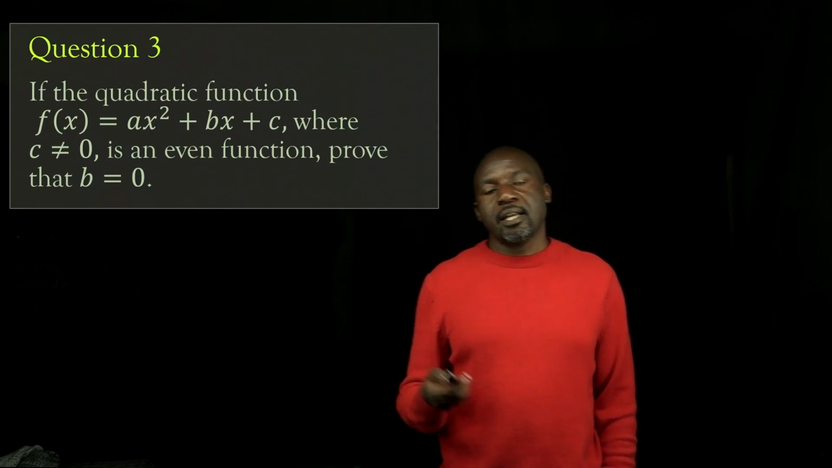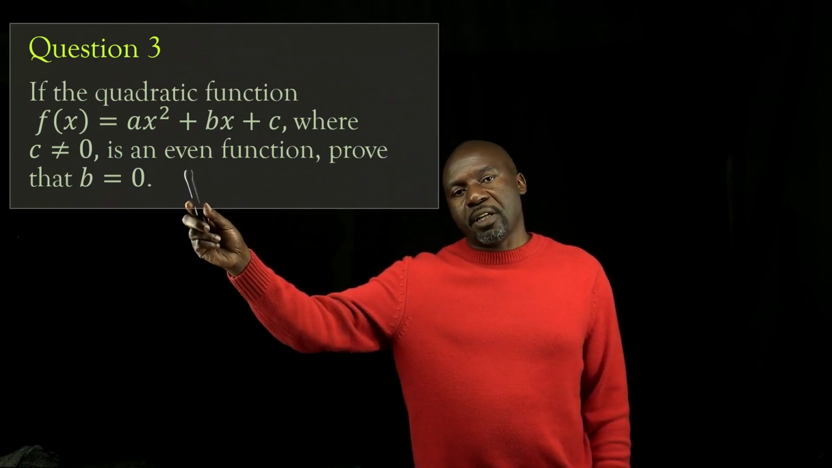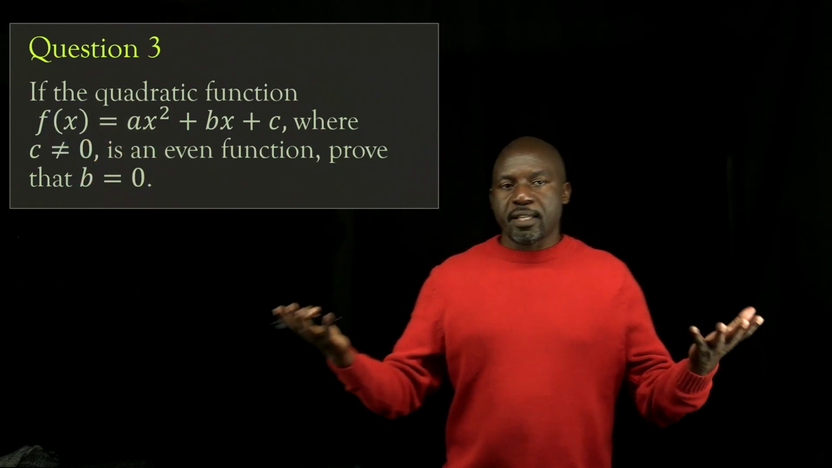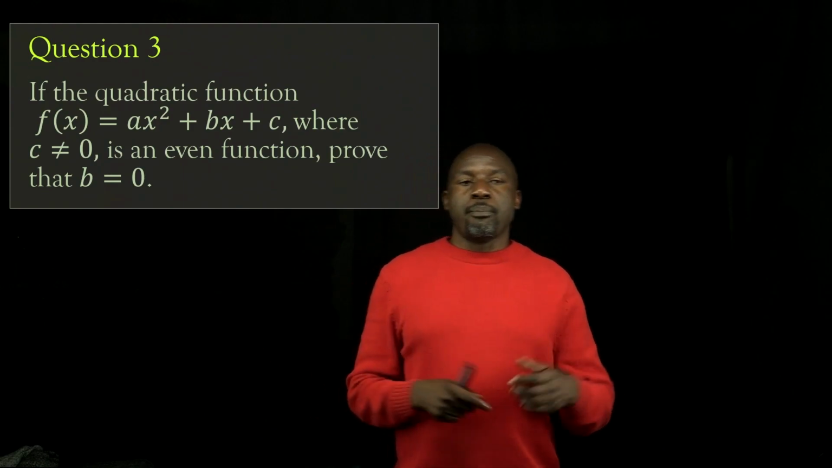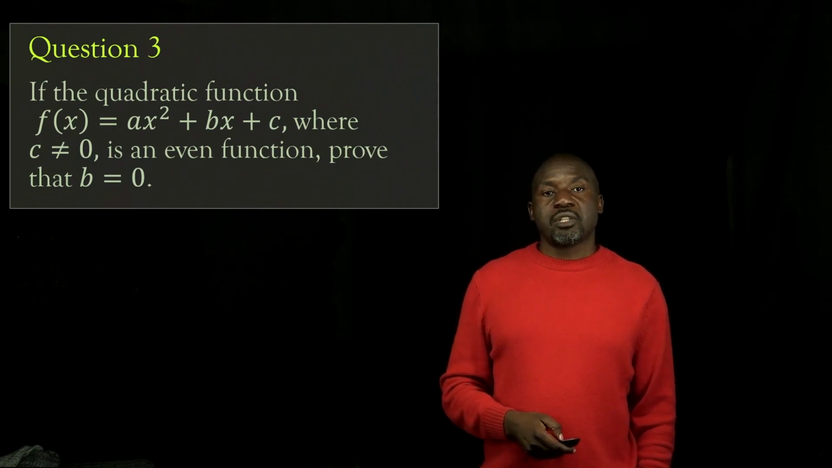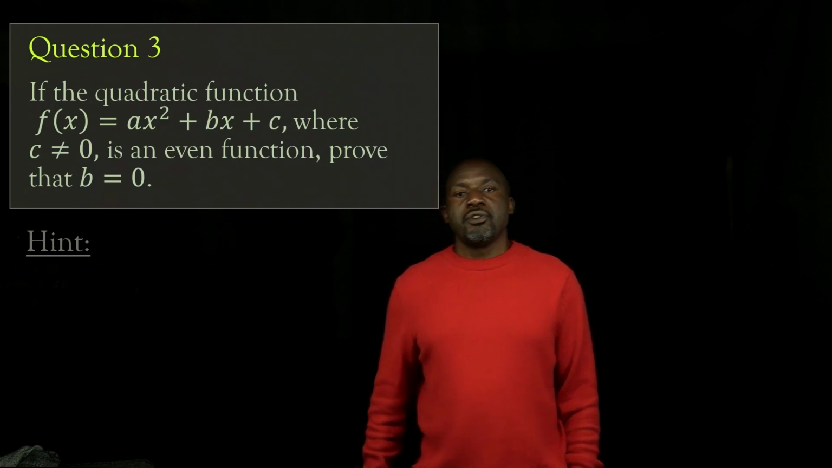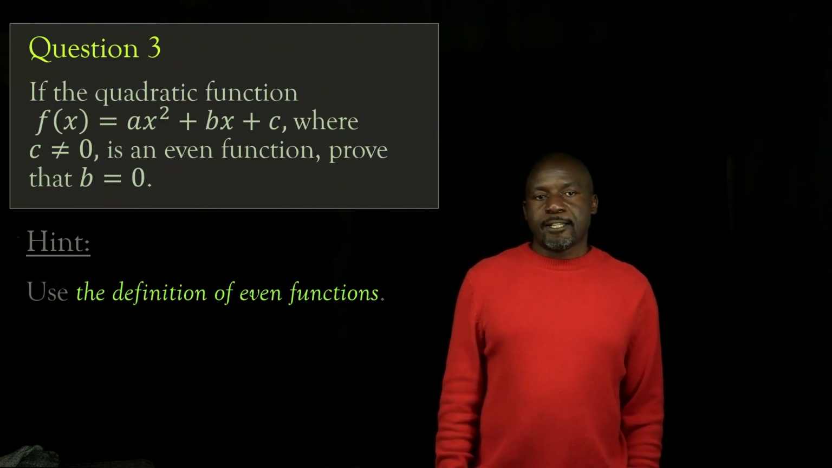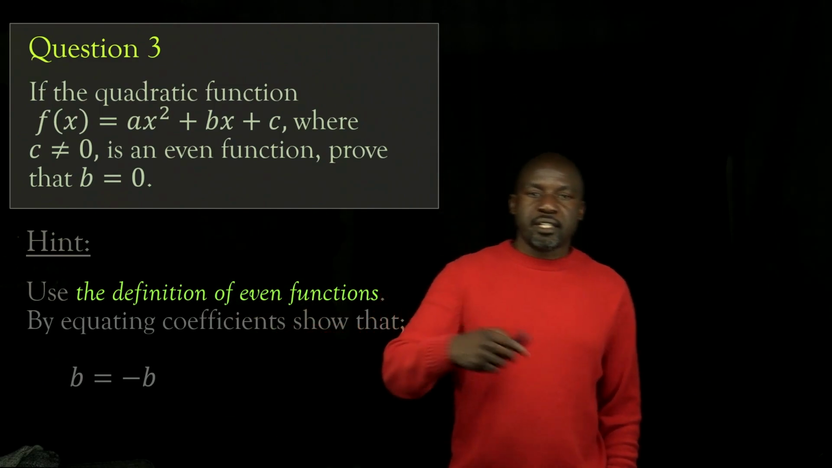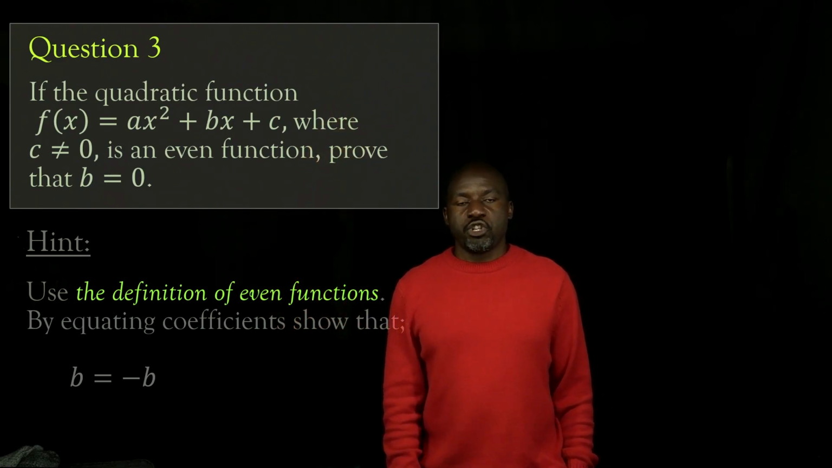So your task is to find f of negative x, and because this is an even function, f of negative x must be equal to f of x. Once you've equated them, then you want to compare the like terms or the corresponding terms. If you compare the corresponding terms, you should be able to arrive at the result. Here is the hint. You must arrive at the result that b on one side must be equal to negative b on the other. Same thing that we found in question number 2.